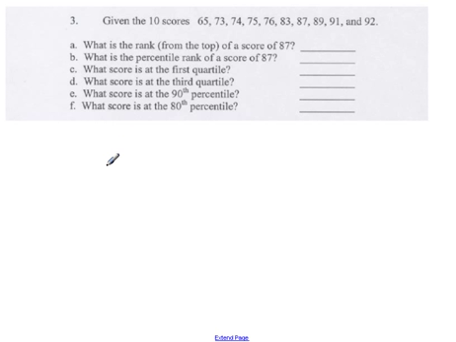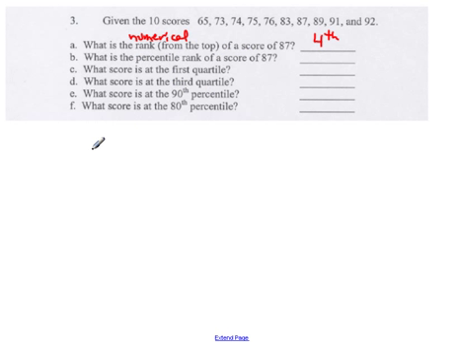Alright, this problem says, given the 10 scores listed here, what's the rank from the top of a score of 87? Well, the first thing you want to do is make sure that your numbers are in order from smallest to largest, and I see that they are. And then we count from the top, meaning from the highest score until we get to 87. So 1, 2, 3, 4 makes 87 the fourth score, and that is its rank, also known as numerical rank.